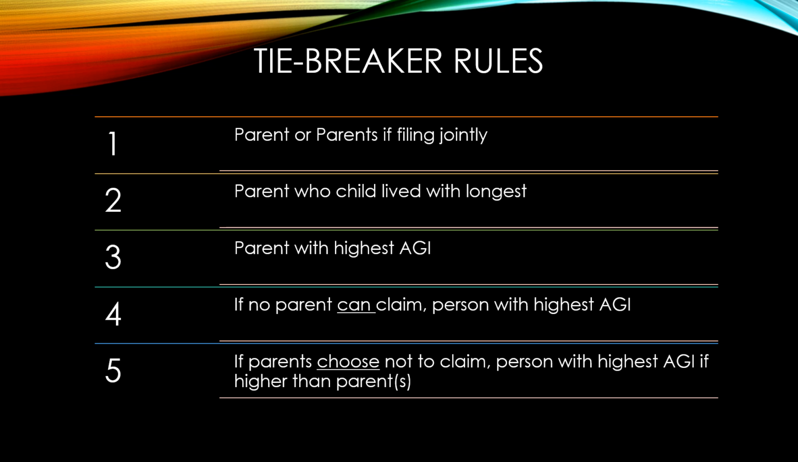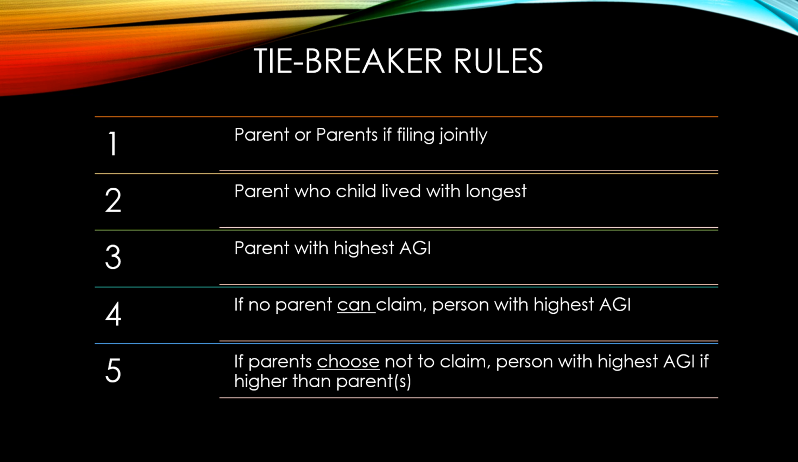So our first tiebreaker rule says that the parent, or if parents are filing jointly, they get first claim on that dependency. If it's a contest between one parent and another parent, then our second tiebreaker rule says that the dependency goes to the parent who the child lived with the longest. And this is usually measured in nights spent with one parent or the other parent. We compare, and the one that had the most will get the dependency.